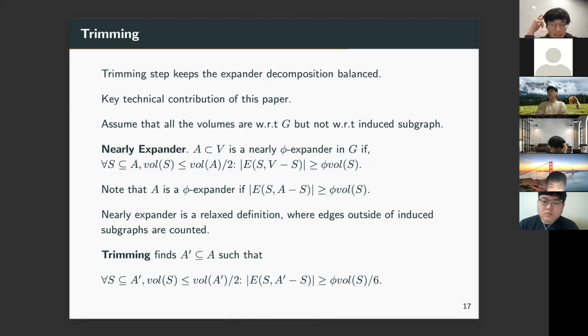So trimming finds an A prime such that A prime is a pi divided by 6 expander.